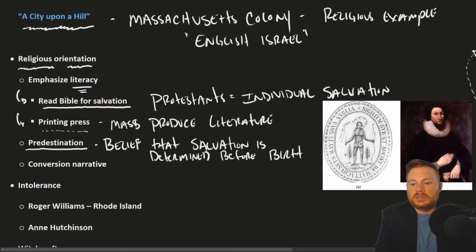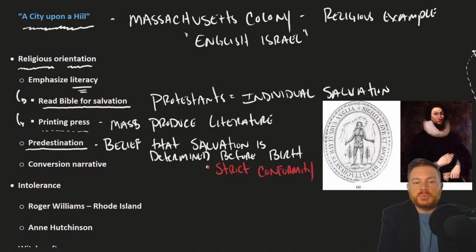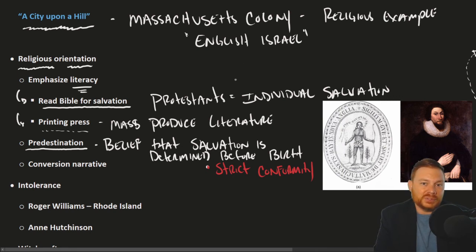So we'll write under predestination. Maybe we'll go ahead and mark this in a different color here. We'll just say strict conformity. Strict conformity in Puritan communities. To be a Puritan, it was very hard. Conversion was very difficult. It required people to have a conversion narrative. The Puritans didn't really just let anybody in their church. These were the hardcore of the hardcore.